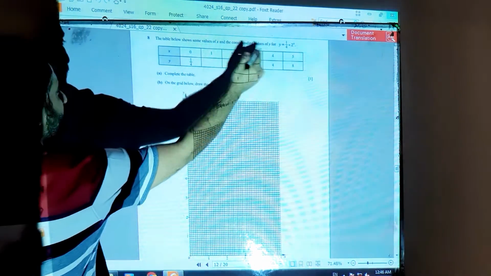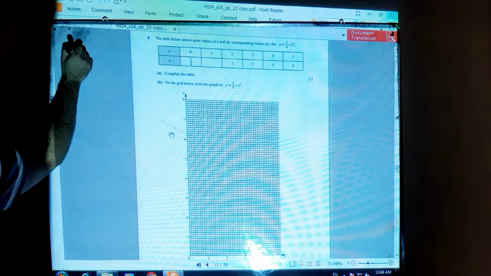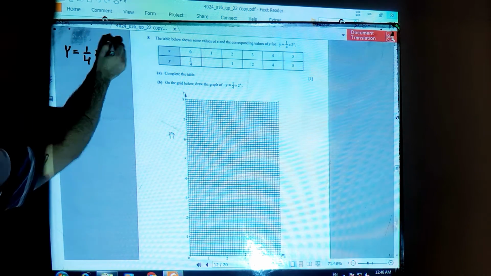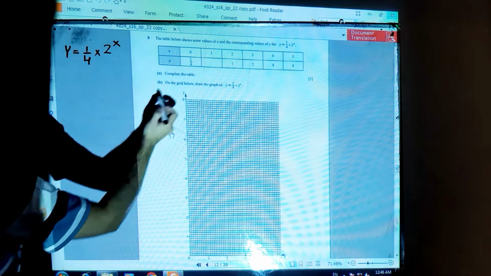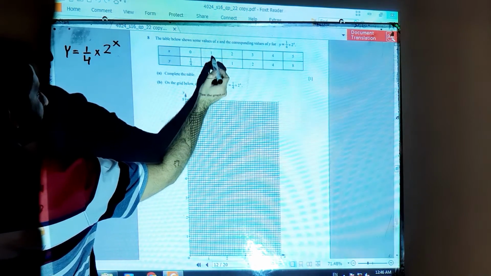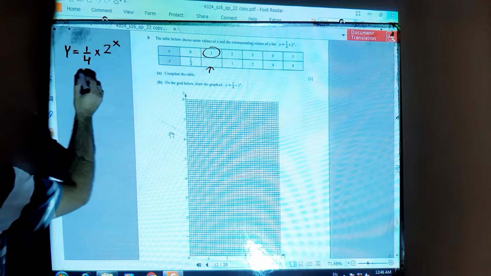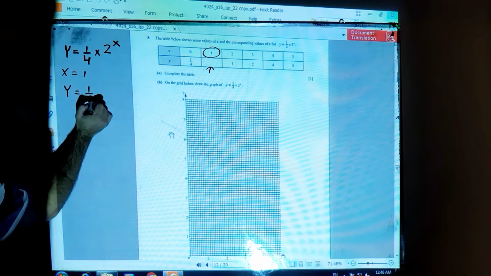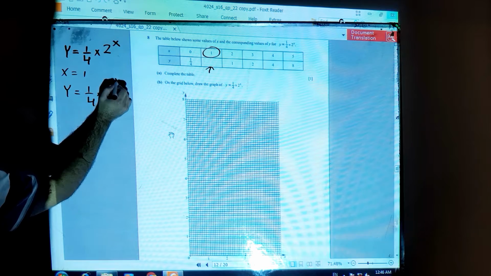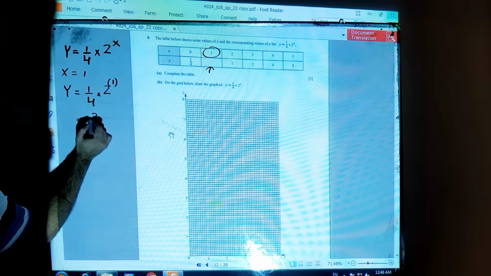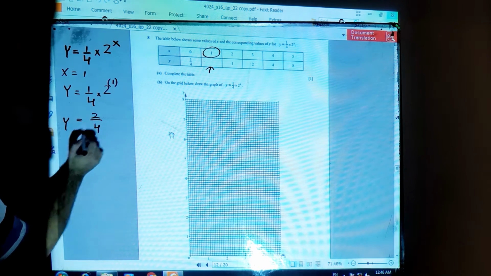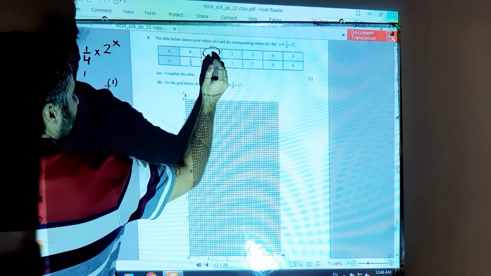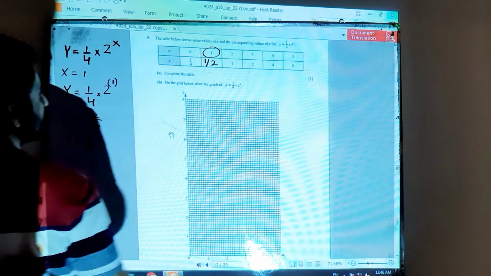We have been given the equation for y, that is equal to 1 by 4 into 2 raised to the power x, and we need to find the value of y which is missing when x is 1. When x is 1, you can find the value of y by putting x equal to 1. It will be 2 over 4, that is y will be equal to 1 by 2. So you need to write here y is 1 by 2.